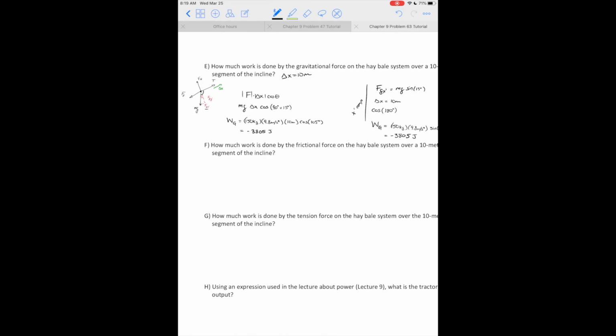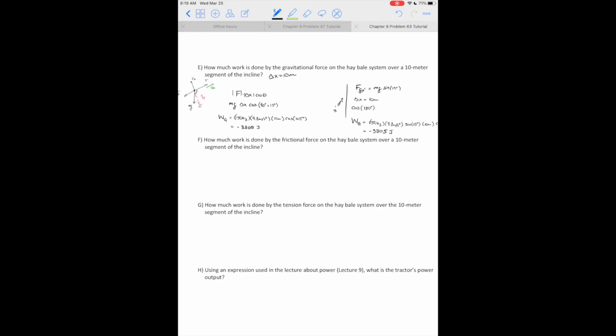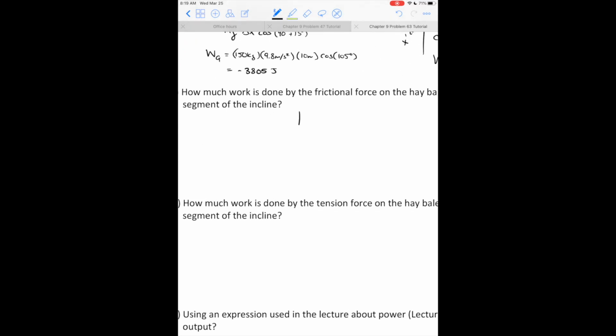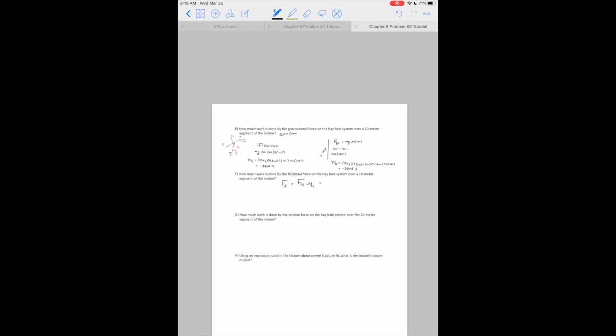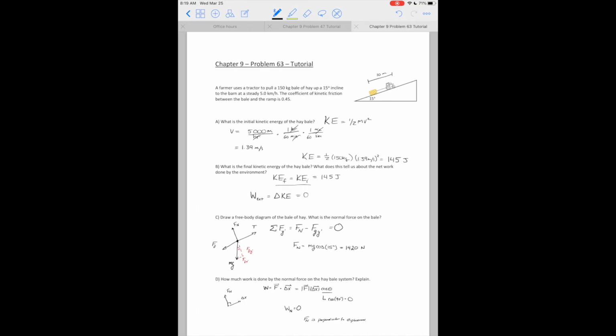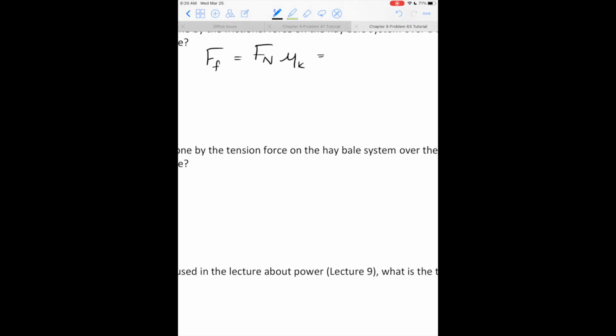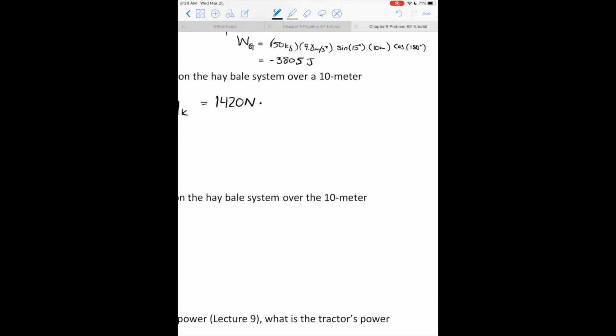So how much work is done by the frictional force on the hay bale over this 10-meter segment? For the frictional force, we need to say Ff is equal to Fn times mu k. We actually have a number for Fn. Did that back on the other page. We said that that was 1420 newtons. So 1420 newtons times mu k, which we said was 0.45.